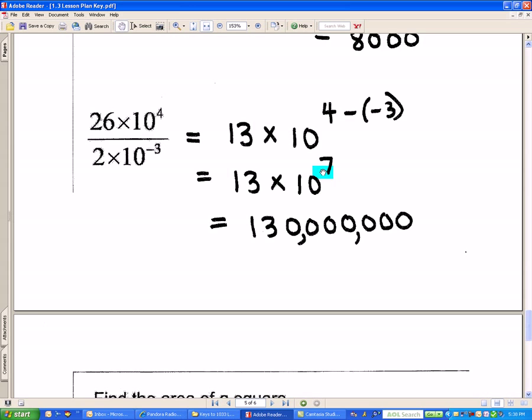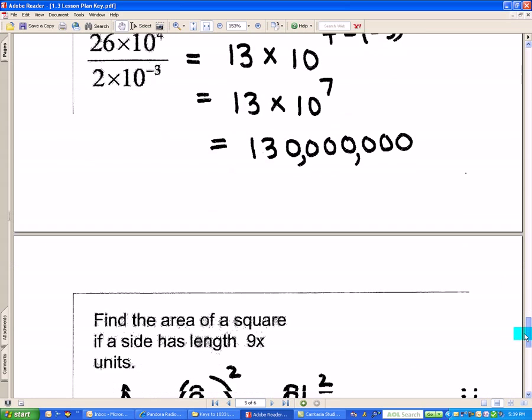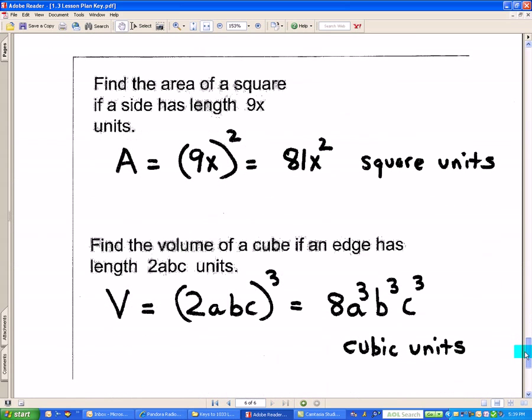Because our answer asks for standard notation, we move that decimal behind the 13, 7 spots to the right, and wow, we end up with a big number, 130,000,000. Again, a very nice bank account, right?